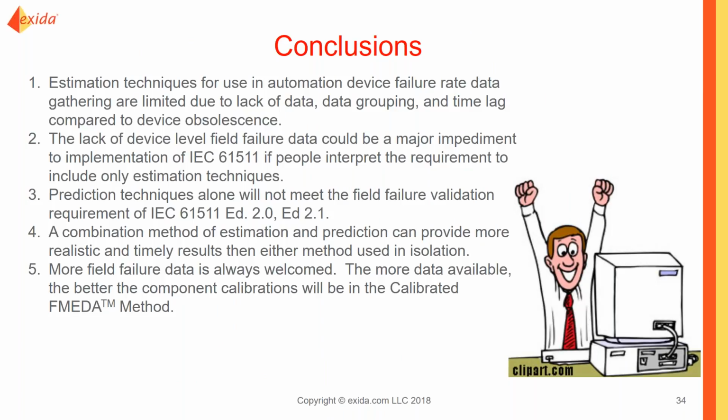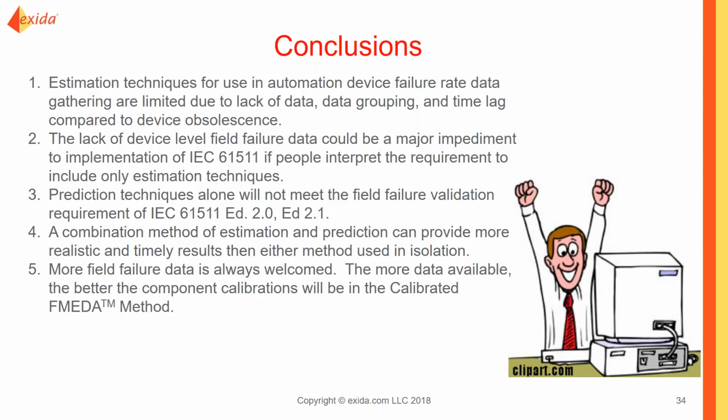The main things that you want to take from this webinar is that there's estimation techniques in the automation device arena, but due to the lack of data and how they're grouping these categories, right? Like they're just doing valve assembly. There are things that are not working for the estimated approach, and plus there's lag time that products are going obsolete, and so when you calculate enough data, that products might not be even used in that industry anymore. The next thing is, because of the lack of this failure data, it can be a huge impediment to the implementation of 61511. That's why people are now looking at other techniques other than the estimation technique.